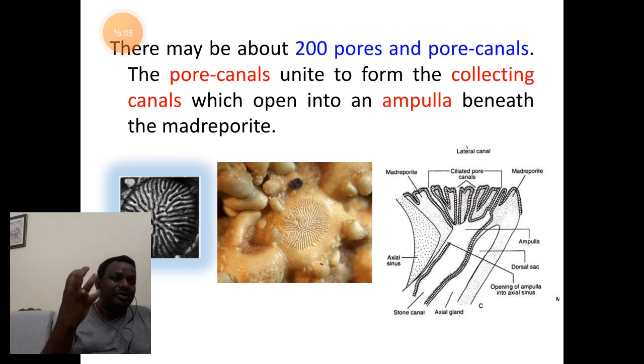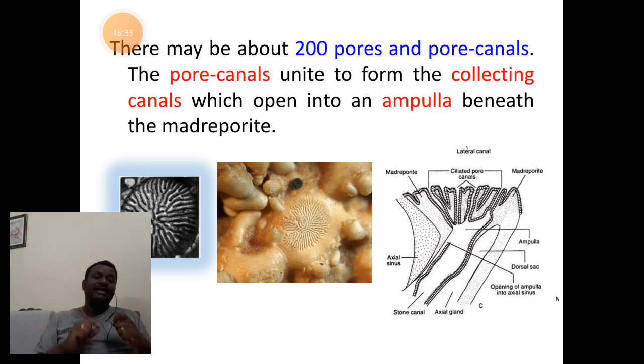So filtration of the water takes place here. Minute particles of sand that enter the Madreporite are prevented by the ciliated lining of the pores. Not only that, it will continue as the pore canal moves down. Each pore will continue with a pore canal down, and that pore canal is also lined with ciliated epithelium.